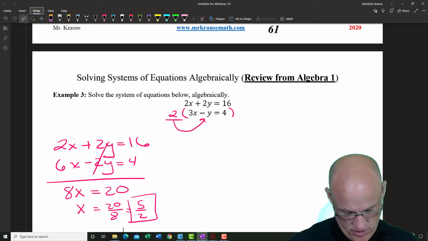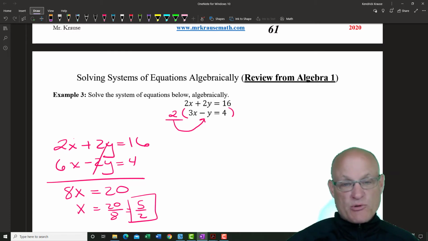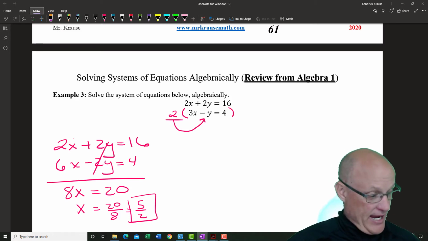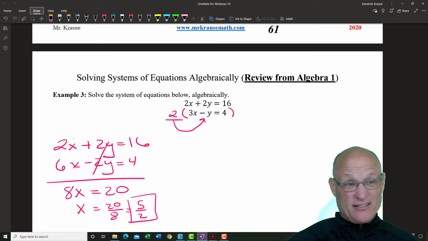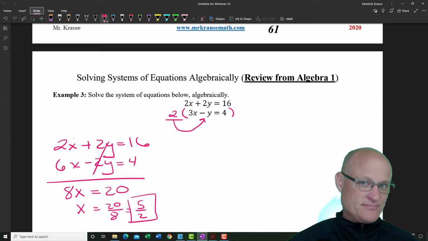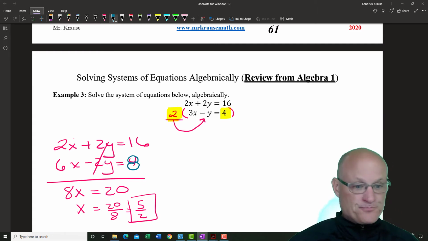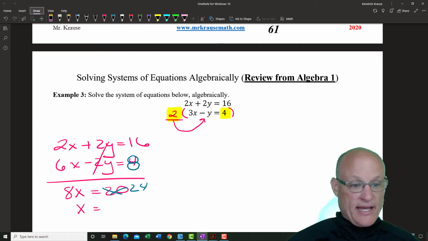Oh, so embarrassing. I should just rewind this and go back, but I just checked my answer key that I had earlier, and I made a mistake. Did you see it? It's a common mistake. 2 times 4. I forgot to multiply, and I even said it, multiply everything through. 2 times 4 is 8. So now it's not 20, it's 24. And 24 divided by 8 is 3.